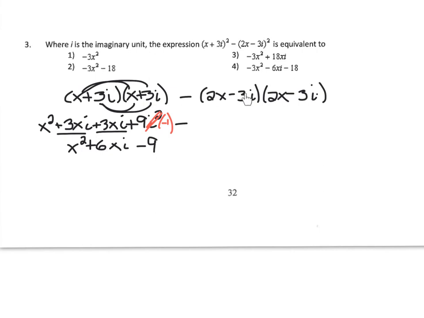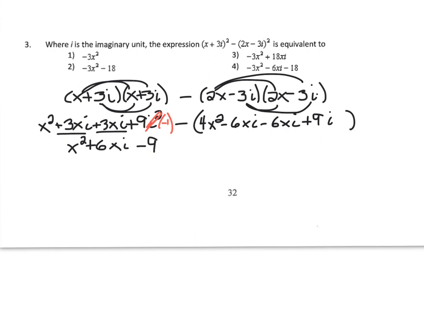Okay, so now let me go over here. Now, I'm going to double distribute, but because we have a minus sign here, whatever I get, I'm going to keep in parentheses, because we're eventually going to have to distribute this negative to everything within the parentheses. All right, so let's double distribute. 2x times 2x is 4x squared. 2x times -3i would be -6xi. Okay, -3i times positive 2x would be -6xi. And then -3i times -3i is positive 9i squared.